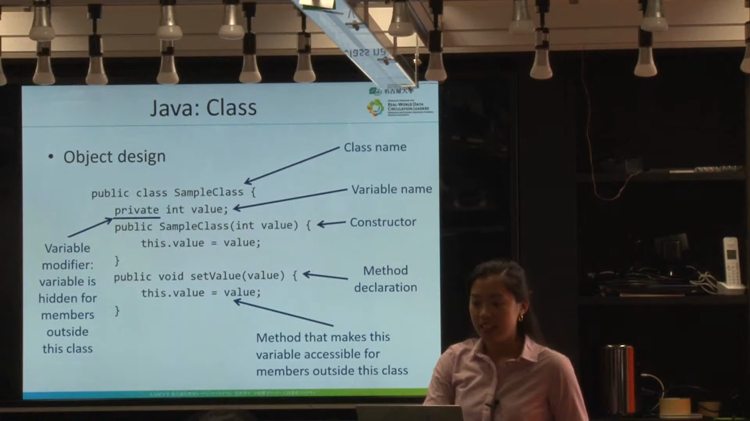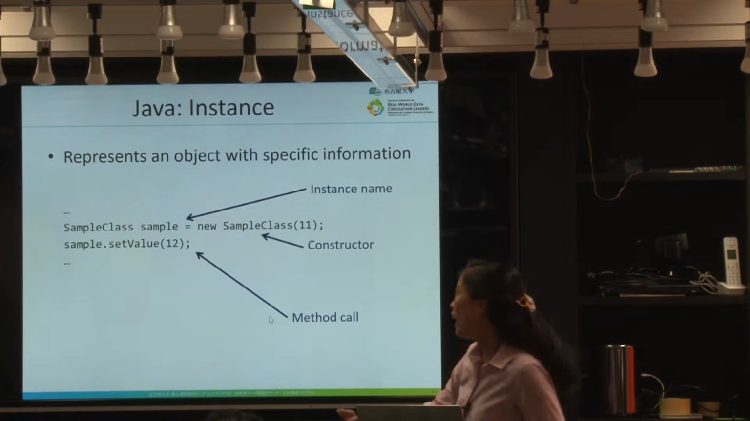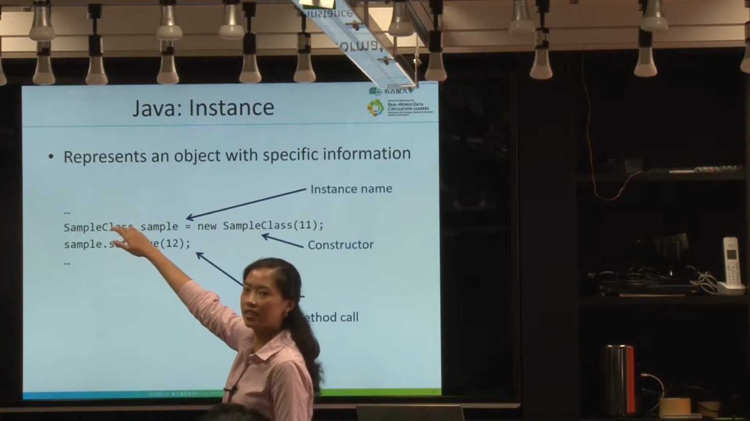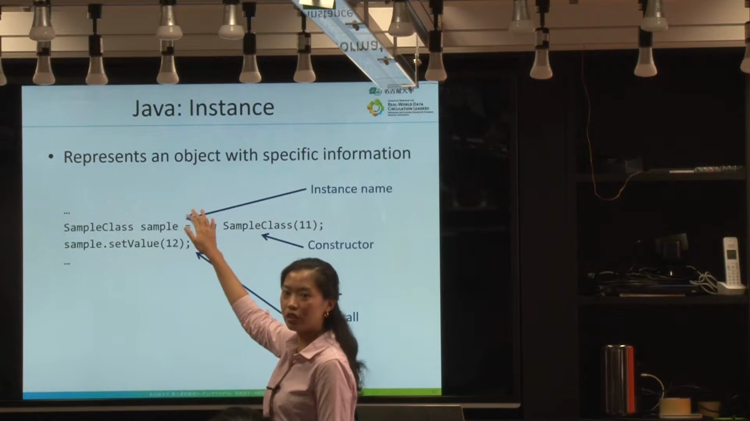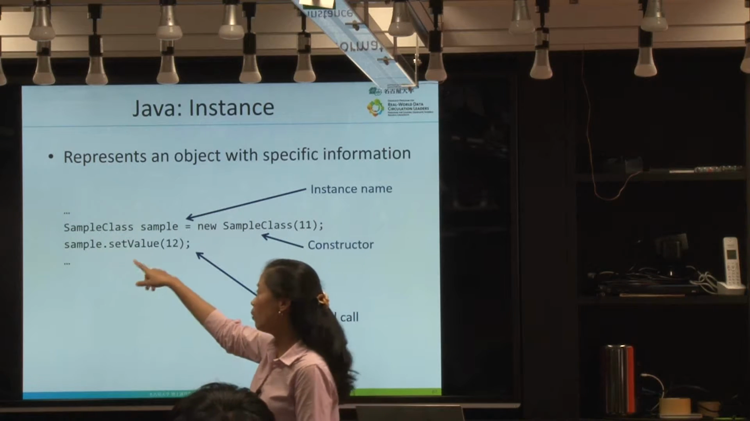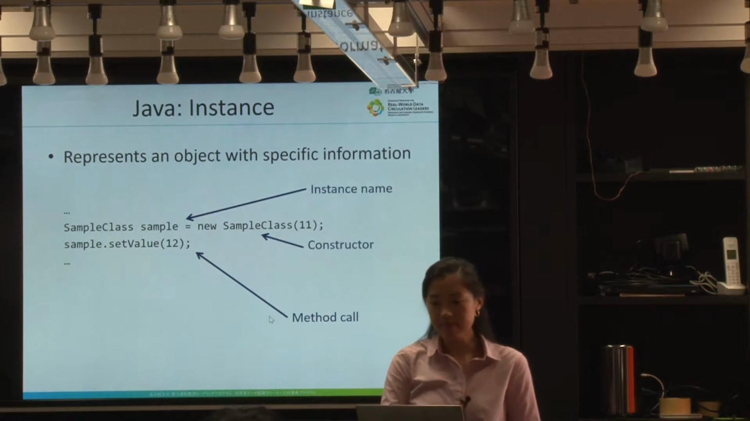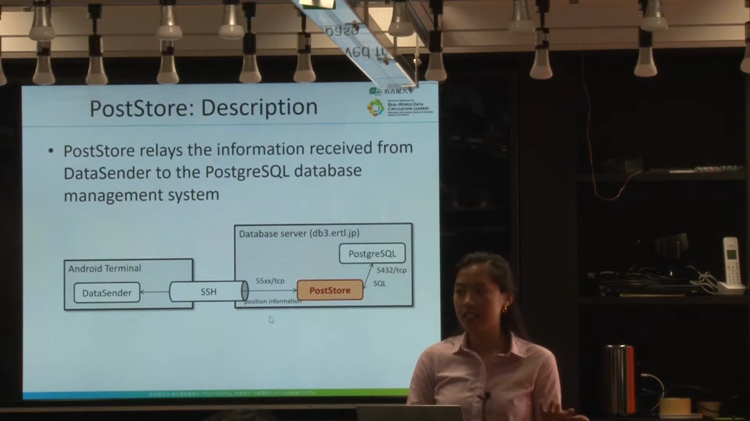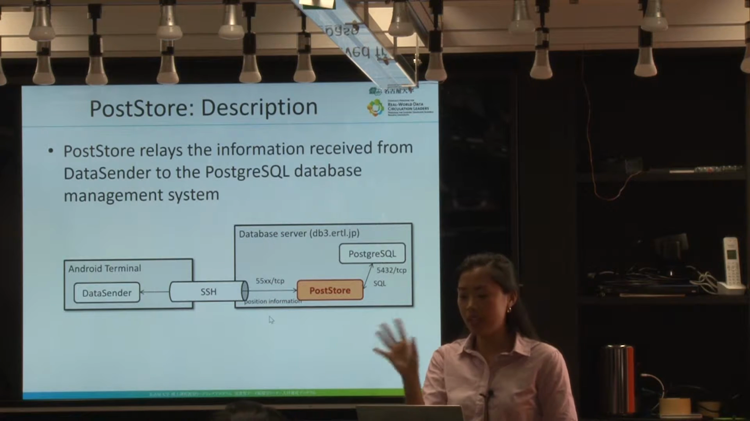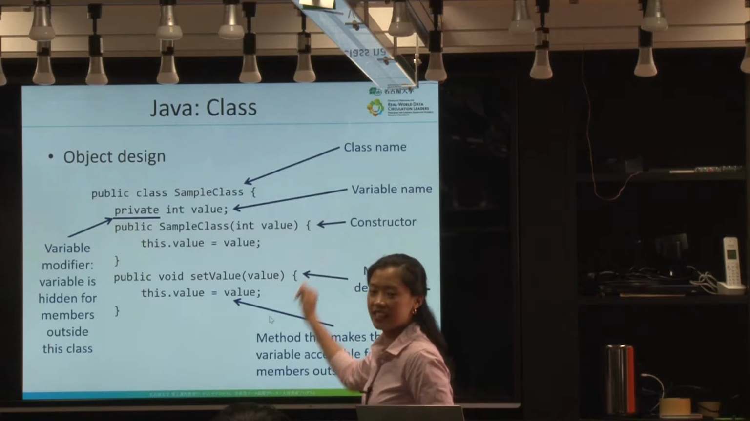Okay. Next, if you want to use this sample class, you just have to create an instance of the sample class. So basically, the class name, then the variable or the instance. And I've mentioned before that one of the method functions you are able to access is setValue. So you could actually do this. So PostStore is written in Java. When you access PostStore, you will find out that the programming language is written somewhat like this.